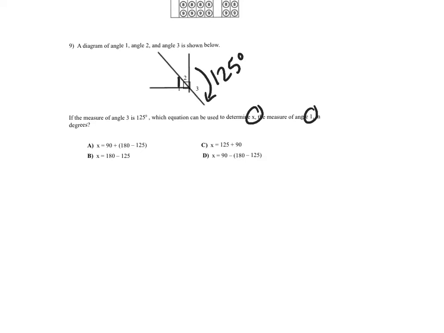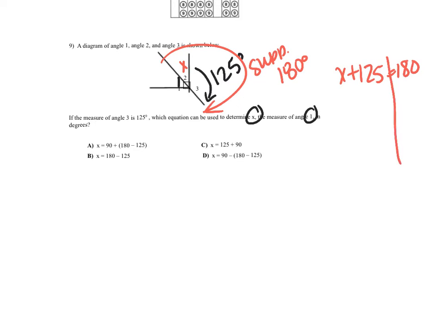So we know that from here to here is supplementary, which is 180 degrees. So I can figure out angle 2 if I say x plus 125 is 180, which I subtract 125 from both sides, and I get 55, x equals 55. So I know that x is 55, so that angle right there is 55.